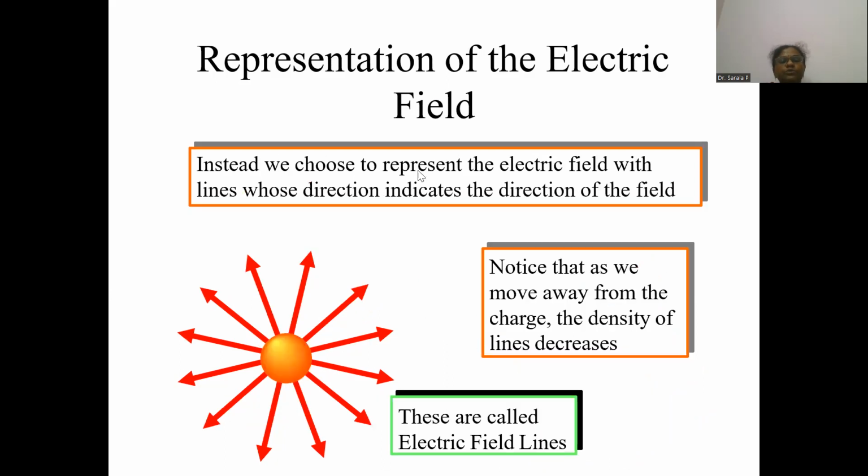So instead we choose to represent the electric field with lines whose direction indicates the direction of the field. As we move away from the charge, the density of lines decreases. As we move away from the charges, what happens? The field gets weakened. So the lines of force, lines of flux are going to decrease. The density of lines is going to decrease. These are called electric field lines.